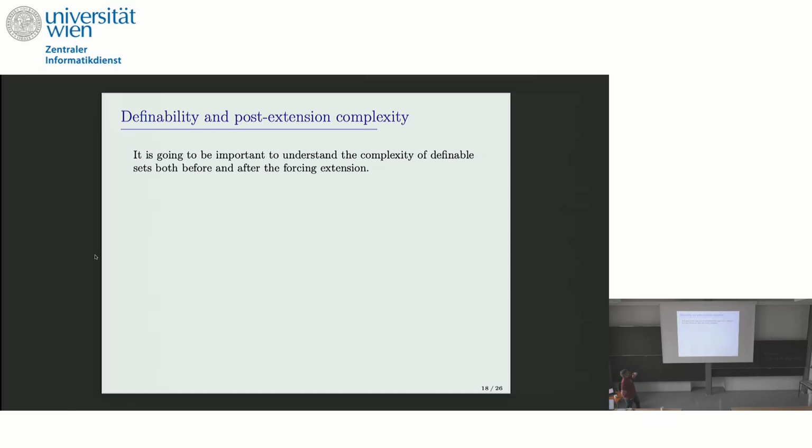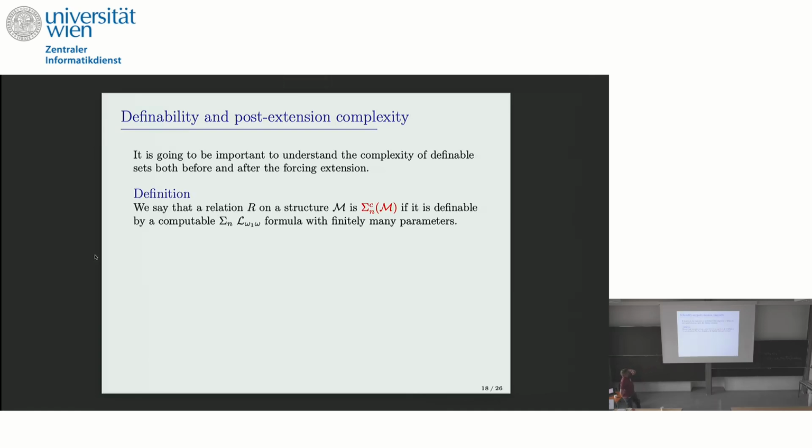But first of all, it's going to be important to understand the complexity of definable sets both before and after the forcing extension. So this is where we sort of vaguely touch on some descriptive set theory. Okay, so we say that a relation R on the structure M is computably sigma n over the structure M if it is definable by a computable sigma n L omega 1 omega formula with finitely many parameters from the structure M.